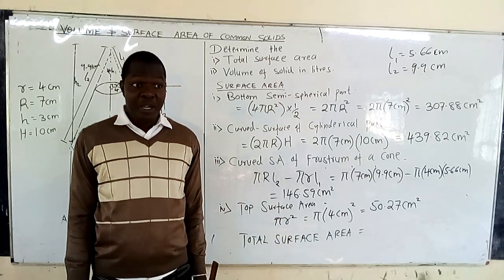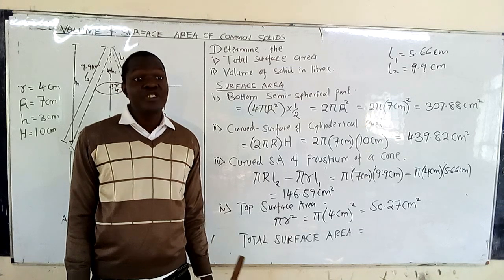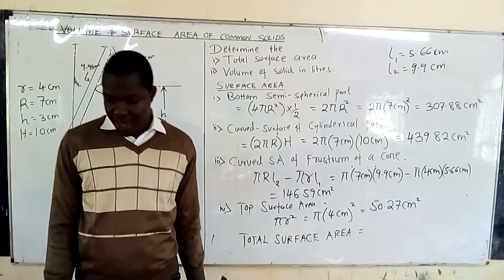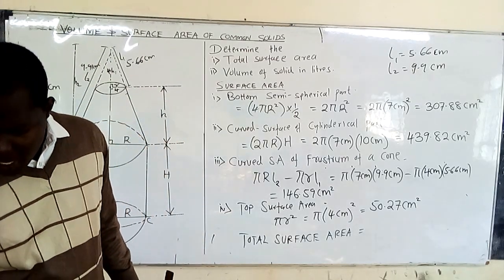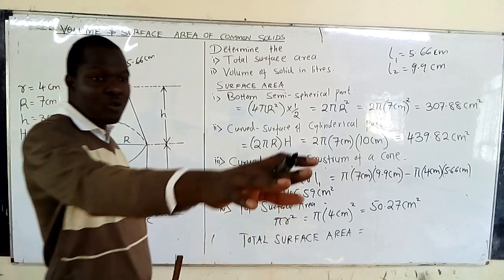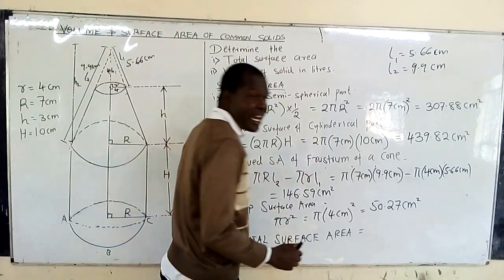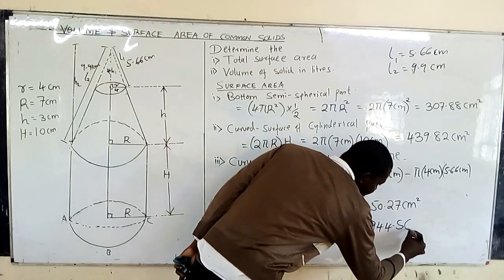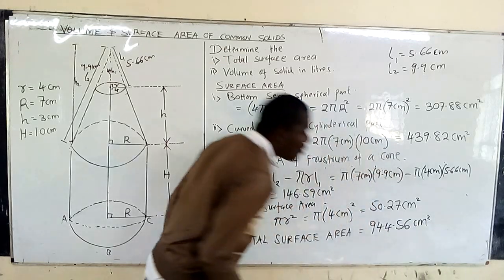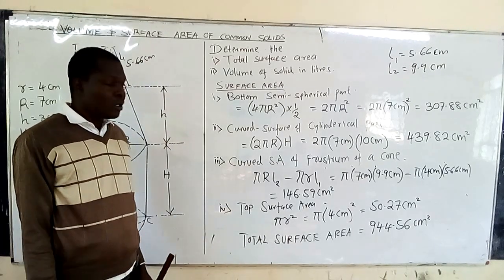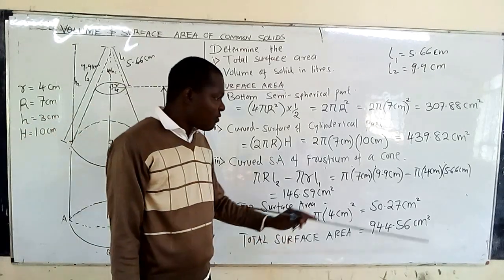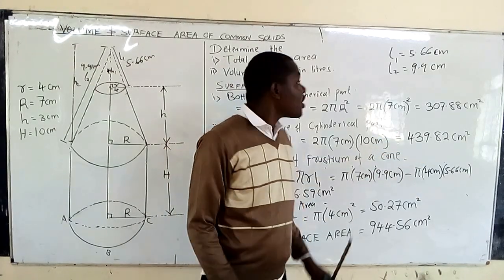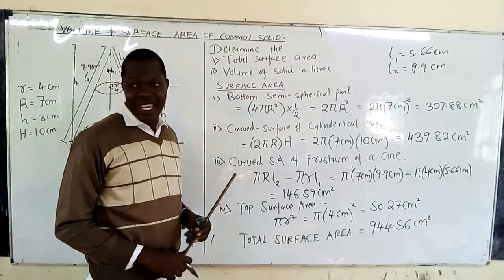These kind of questions are very important in exam because they are procedural. You can always do them, isn't it? Are we together? Yes. Good. What do you get there? Here we have 944.56. Is that what you have there? 944.56 centimeters square, you confirm, isn't it? Yes. So that is the total surface area, isn't it?